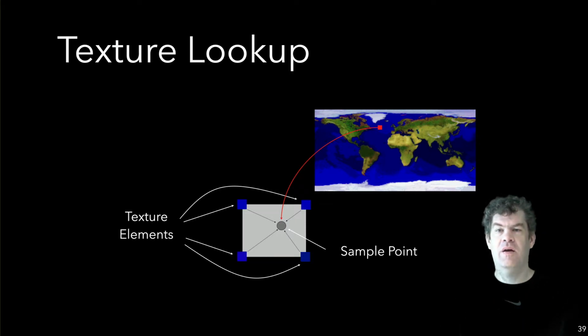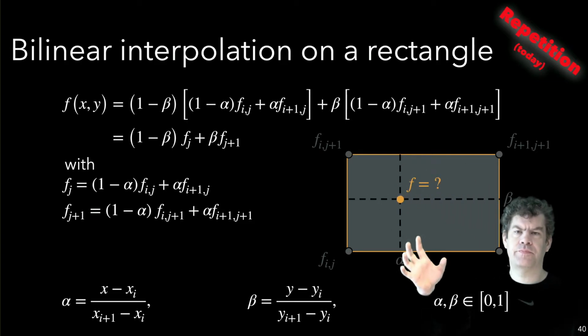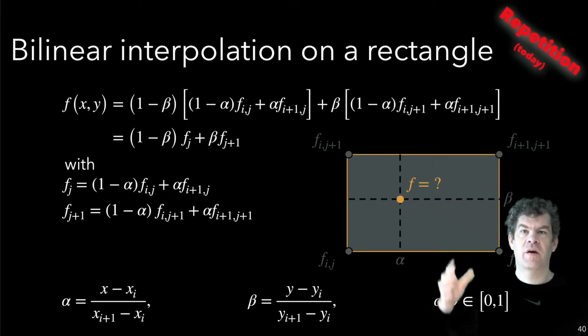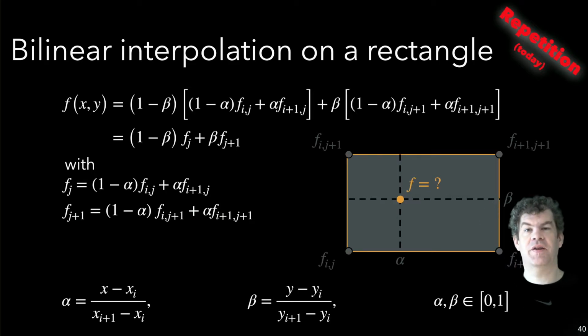How do we figure out things in between values? We interpolate. And what did I tell you about interpolation inside regular grids? Well, I told you that there's this thing called bilinear interpolation. That's a repetition. It's not really today's topic, but it's the same topic. It was in the last stream that I gave you this idea of interpolating bilinearly inside a quadrilateral or rectangle. And that is used, for instance, to figure out a point in between texture values.